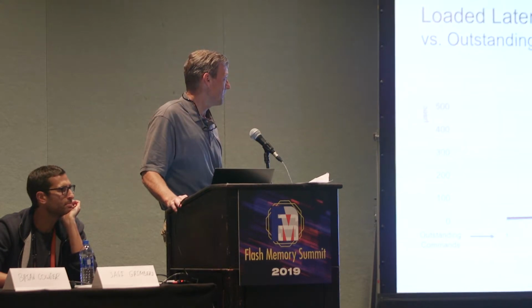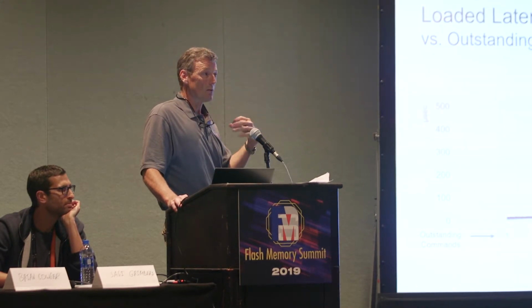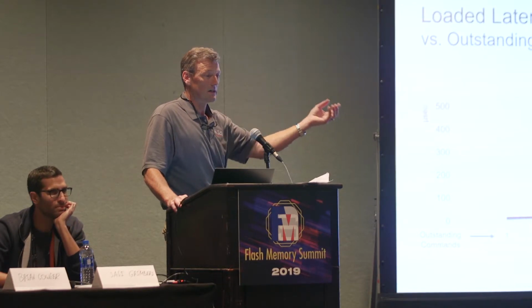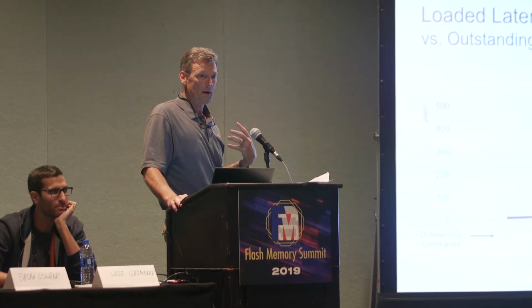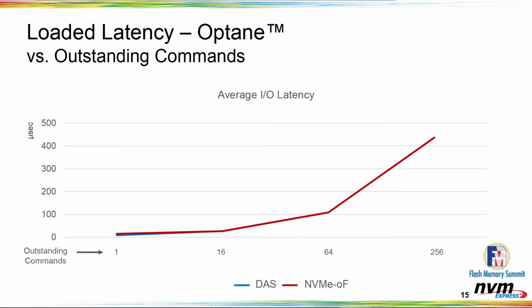But let's talk about latency, because that's the one that intuitively, now that we're going across the data center to get to this drive, how is that going to be impacted? And this is the final point that I'll go through. Here we're looking at the average IO latency of an Optane drive in DAS mode versus remote mode. If we look at the single outstanding command at the bottom left, there is in fact a penalty: NVMe over Fabrics infrastructure costs you about 5 microseconds of additional latency.